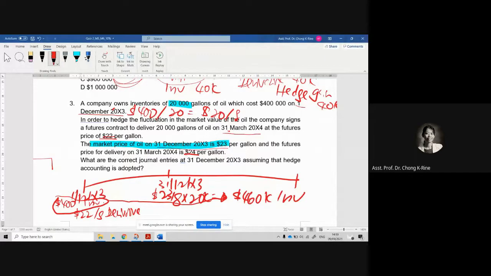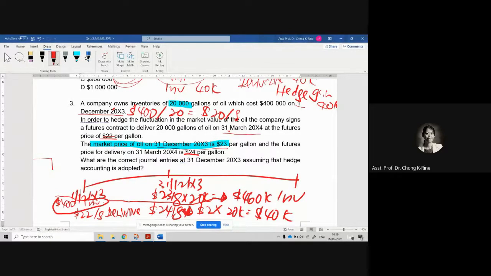On 31st of December X3, the derivative price is $24 per gallon. So you can do it either way. You can use $22 times 20,000 and then $24 times 20,000, but I will use the shorter way. I take the difference because I want to find the movement only. So 24 minus 22 is 2 per gallon. 2 per gallon times 20,000 is equal to 40,000. So my derivative journal entry will be 40,000 later on.